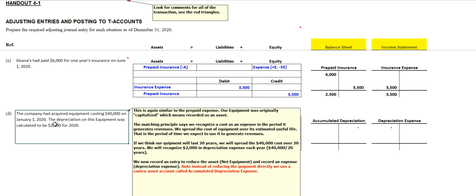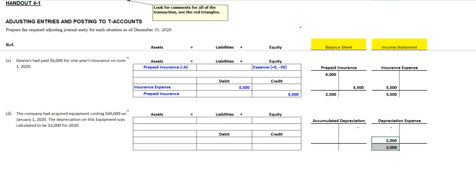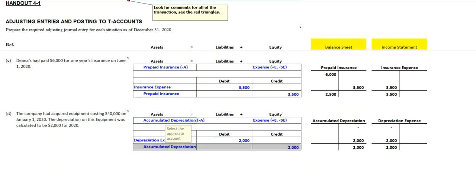So if we take our $40,000 divide it by 20 years, we're going to recognize depreciation expense of $2,000 each year. Now, one thing you're going to notice, we're going to record $2,000 in depreciation expense, but rather than directly reducing the equipment, we're instead going to credit a contra account called accumulated depreciation. So we debit depreciation expense $2,000 and we credit accumulated depreciation for $2,000. And again, in terms of our journal entries, our debit to depreciation expense will reduce our net income and retained earnings, and our credit to accumulated depreciation will reduce assets.